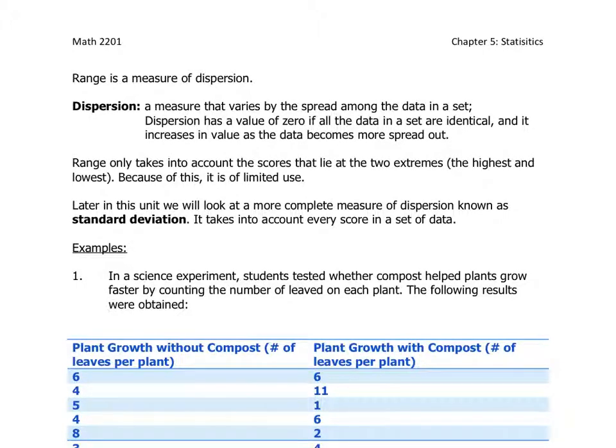So range is a measure of dispersion, and dispersion is a measure that varies by the spread among the data in a set. A dispersion value of 0 would basically mean that all data in the set are identical, whereas as the measured dispersion increases in value, that means that the data is more spread out. Range is limited. Its use as a measure of dispersion is limited because it is only taking into account the highest and lowest values in the data. Later in this unit we'll look at a more complete measure of dispersion known as standard deviation, and that basically takes into account each individual score in the set of data.